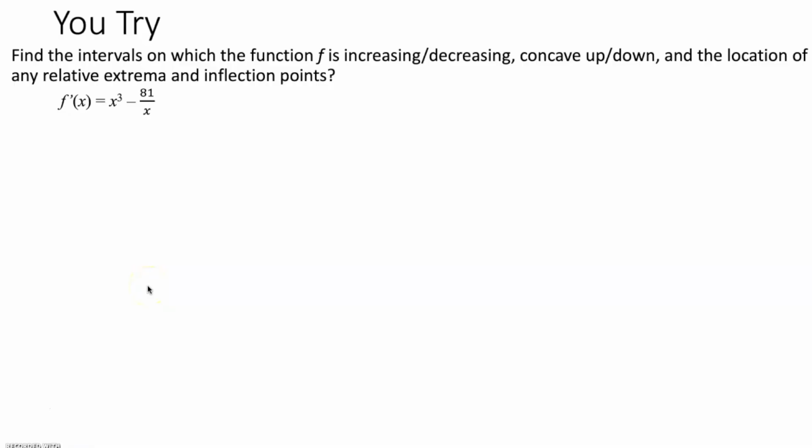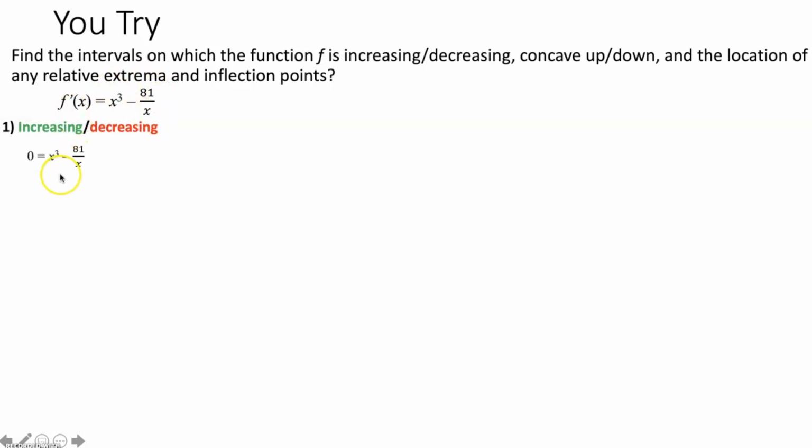You try. Okay, doing the same thing here. So we have a function f, and we're given the first derivative of that already. So we're going to start answering this question by figuring out the intervals on which f is increasing or decreasing. To do that, we need to figure out the x values that cause our first derivative to either equal 0 or not exist. So we're going to set our first derivative equal to 0 and solve for x and find some critical numbers.